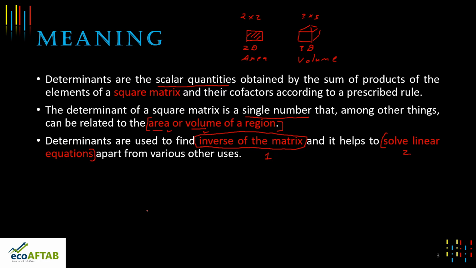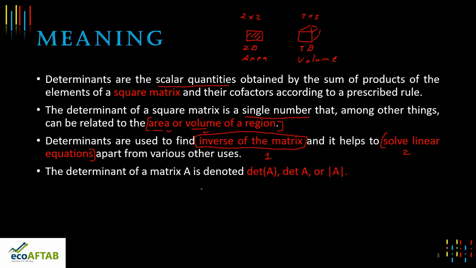Moving ahead, how do we denote determinants? Determinant of a matrix A is denoted as det, determinant, inside the bracket A, that is the matrix, or simply determinant A without the bracket, or A written in the form of modulus. This has nothing to do with the word modulus, it is just a straight line bracket where we are writing A.